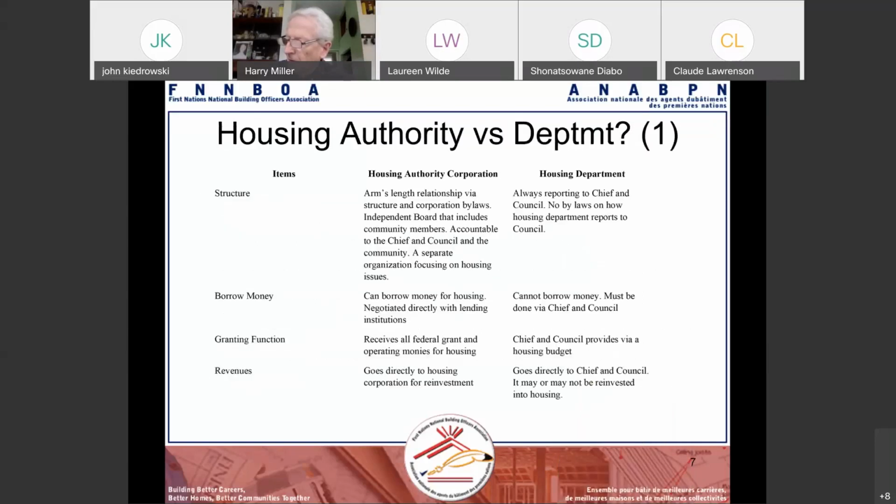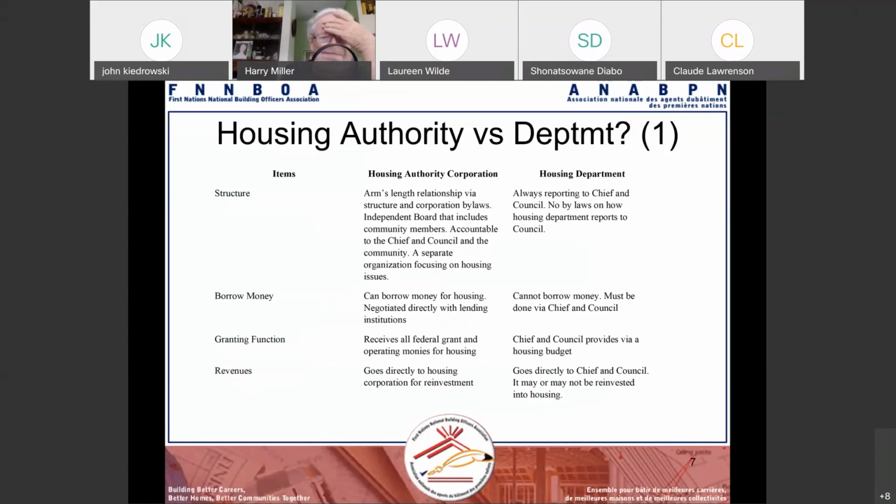So what is the difference between a housing authority and a housing department? When we look at these distinctive operations or functions, you can see how they in fact operate at arm's length relationships. So let's look at each one of these items. In terms of structure, we have an arm's length relationship via structure. We have corporate bylaws. We have an independent board that includes community members. We're accountable to chief and council and to community. It's a separate organization focusing on housing issues.